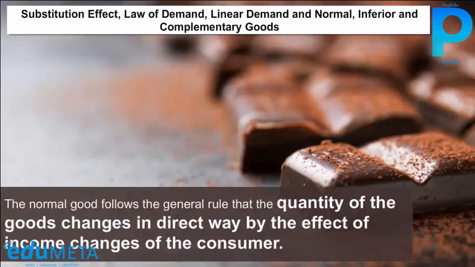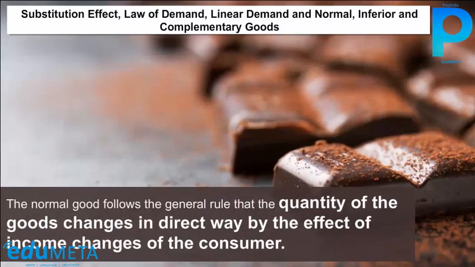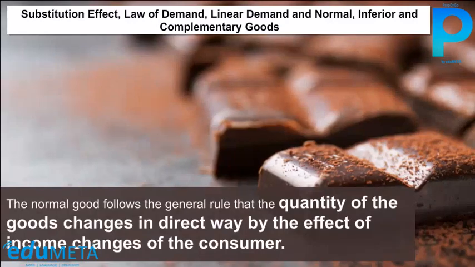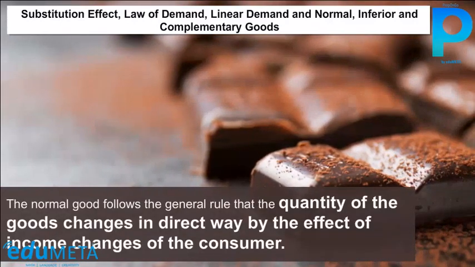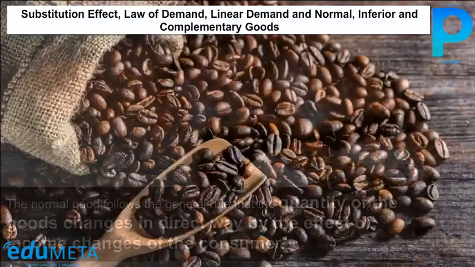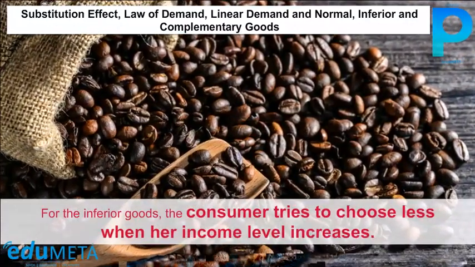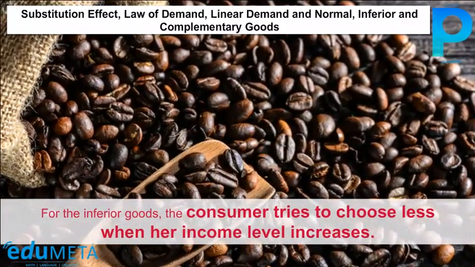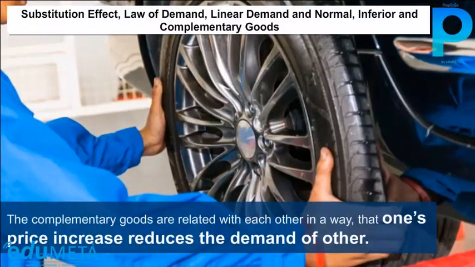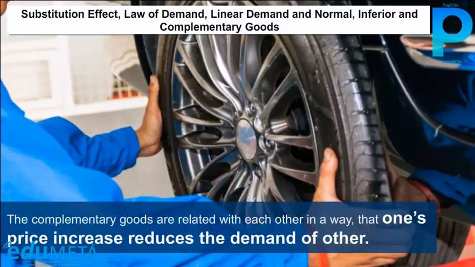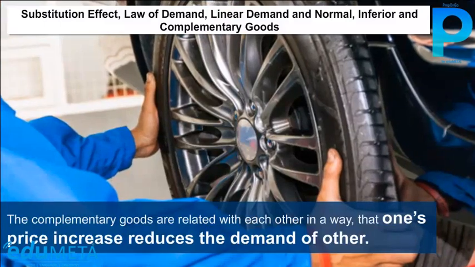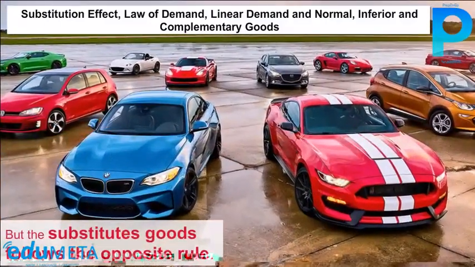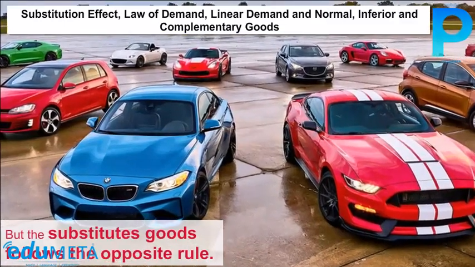The normal good follows the general rule that the quantity of the good changes in the same direction as the consumer's income changes. But for inferior goods, the consumer tries to choose less when her income level increases. Complementary goods are related to each other in a way that one's price increase reduces the demand for the other. But substitute goods follow the opposite rule.